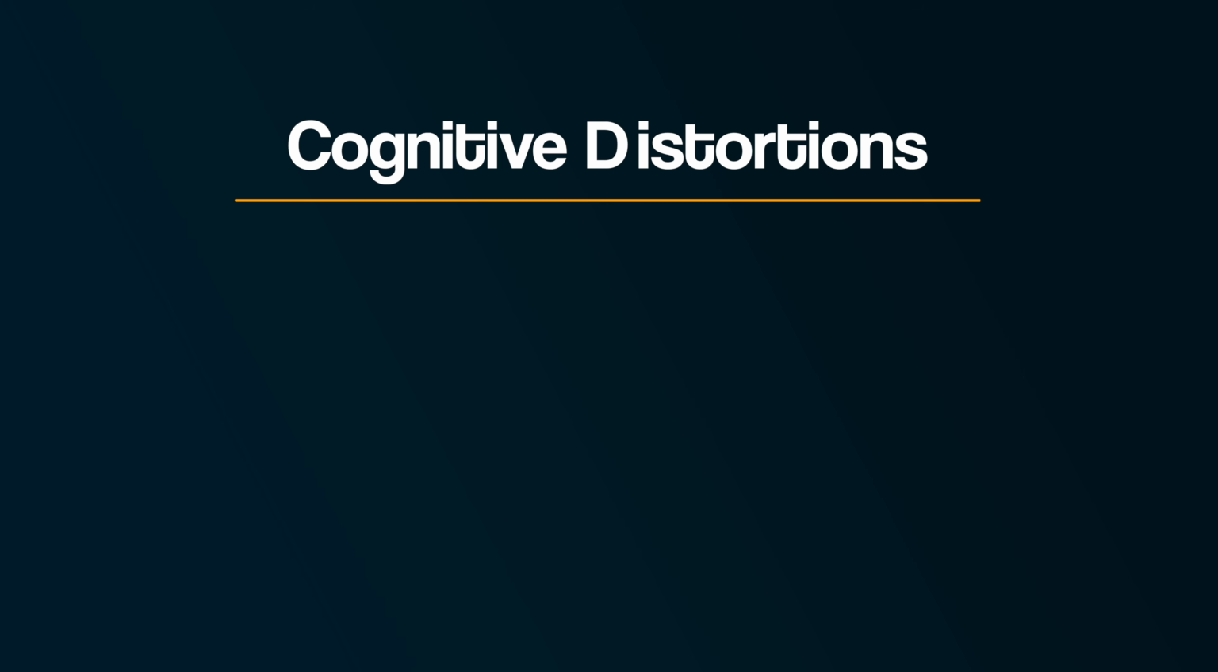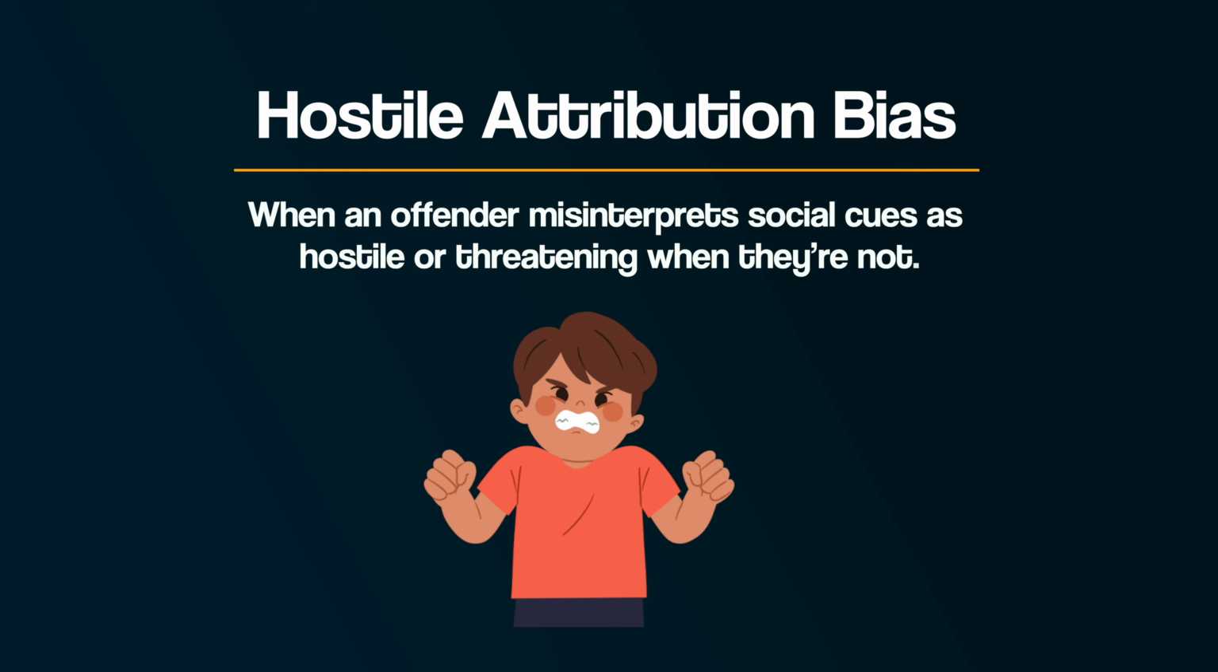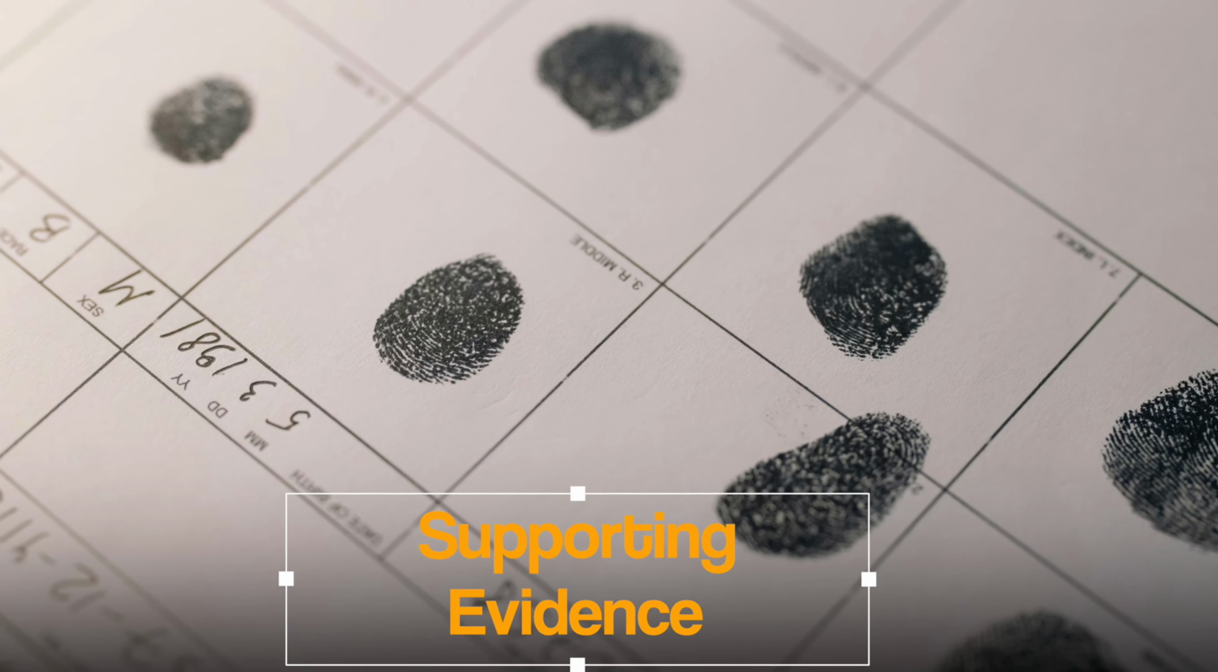First up, cognitive distortions. These are biased ways of thinking that offenders use to justify their criminal behaviour. One cognitive distortion is called hostile attribution bias. This happens when an offender misinterprets social cues as hostile or threatening when they're not. Supporting evidence comes from Schoenberg and Just in 2014.